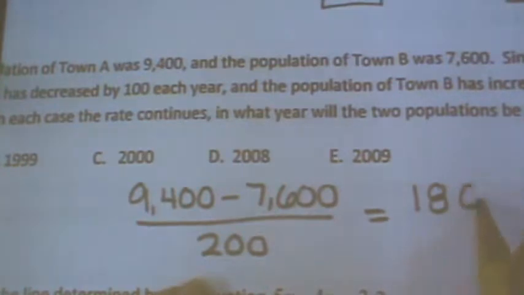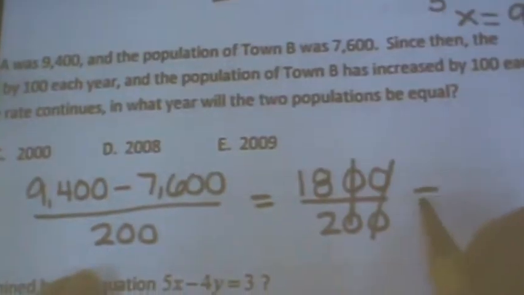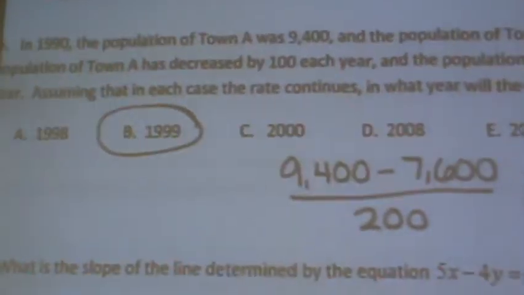200. What's the change between 9,400 and 7,600? So it's the change of these two, 9,400 minus 7,600 over the difference of the population is 200. So it's 1,800 divided by 200, so you get 9. So in 9 years, they're going to be the same. So you're going to add 9 years to 1990, and the answer is 1999.